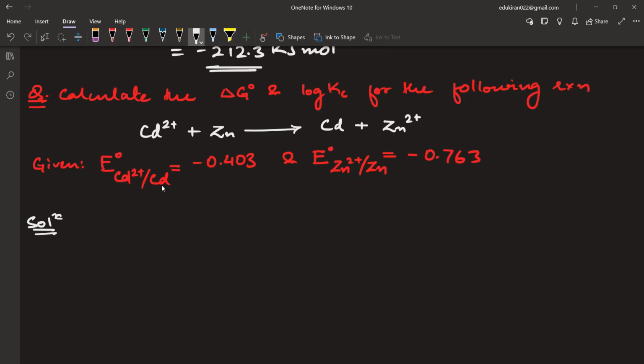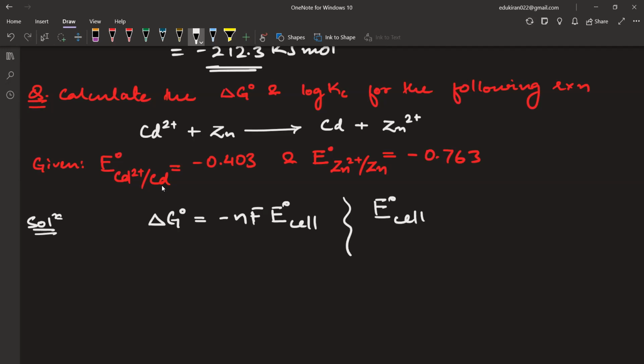How will you calculate? See, delta G naught, Kc, these things are there, E naught is there. Then the Nernst equation: you will first of all do delta G naught, and what's the relationship between your log Kc and your E naught cell, or you can do otherwise also like this. Start like this. Delta G naught is equal to minus NF E naught of cell.